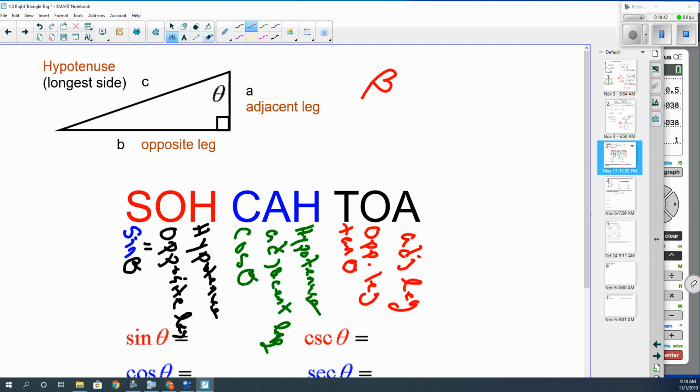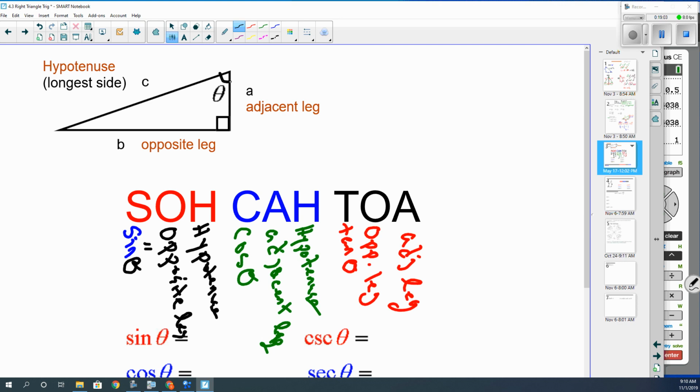So basically, when you do SOHCAHTOA, you have to know what angle they want you to figure out a ratio for. So they'll have one of the angles marked with an X or a theta or something. Then when you figure out which side is considered the opposite leg, whatever angle you're looking at, you go on the opposite side of it. That's the one you're going to call the opposite.